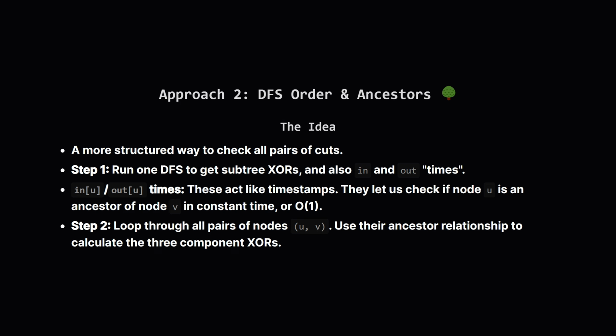First, we run a single DFS to gather data. We get the subtree XOR sums like before, but we also record in and out times for each node. Think of these as timestamps for when we first discover a node, and when we're done with it. These timestamps allow us to instantly check if one node is an ancestor of another. With this info, we can just loop through all pairs of nodes, and for each pair, we'll know exactly how the tree splits apart.